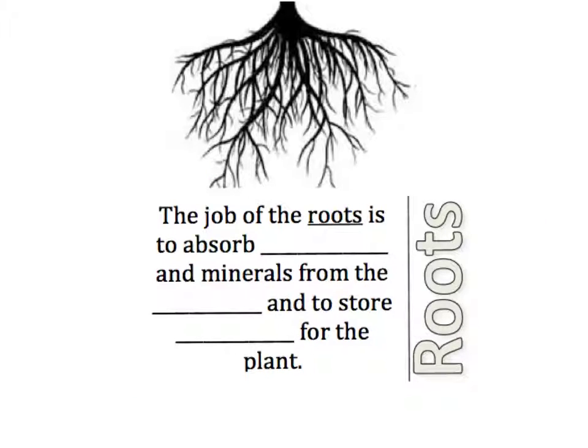The last part, the roots, and we're not going to get into too many details about the roots. They are important. They're actually probably one of the most important structures of the plant. It's the first structure that emerges out of the cotyledon. It's the only way for our plants to actually obtain nutrients aside from what it requires from the gas around the leaves and the sunlight energy itself. But the fill-in-the-blank part of this, we're talking about the job of the roots is to absorb water and minerals from the soil and to store food for the plant.